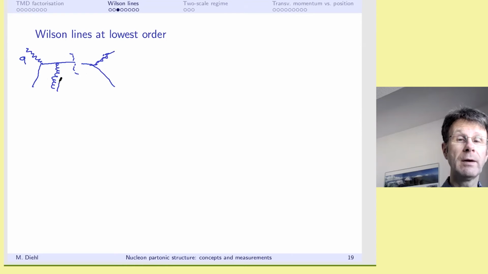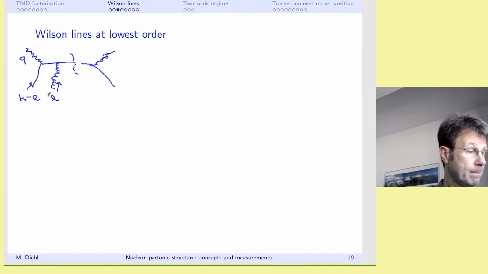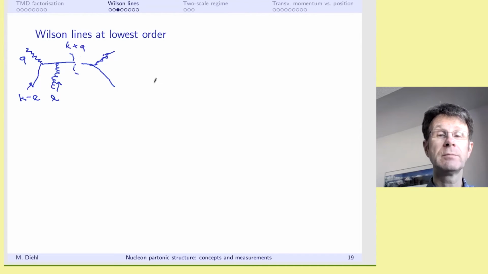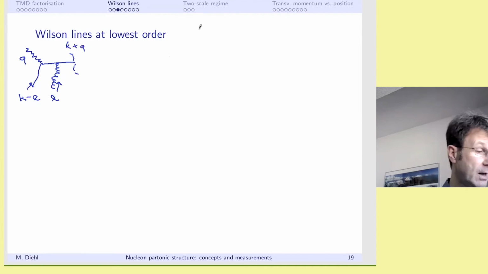Let's call this momentum incoming L, and that here K minus L, so that the total incoming momentum is K. And of course, the total outgoing momentum in the final state is K plus Q. As I said, I'm just interested in computing the left-hand part of the cut, so the right-hand part I can erase again.